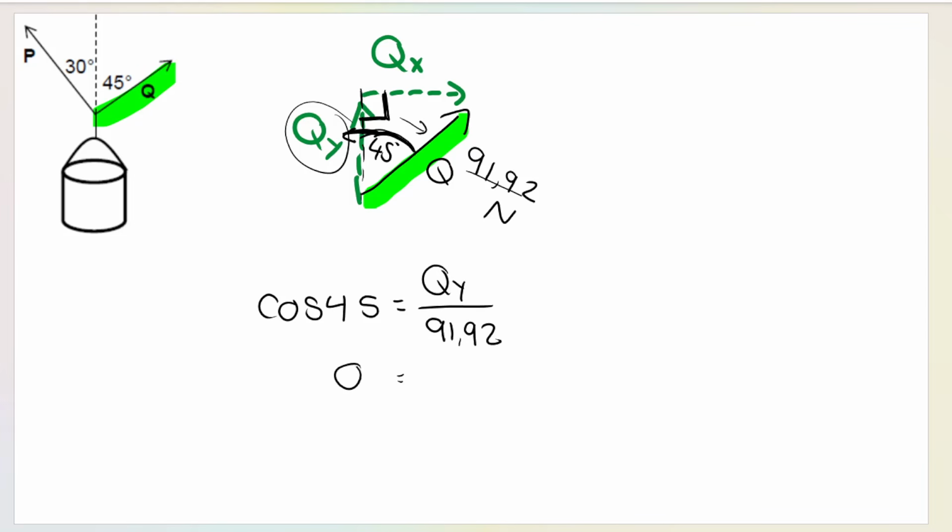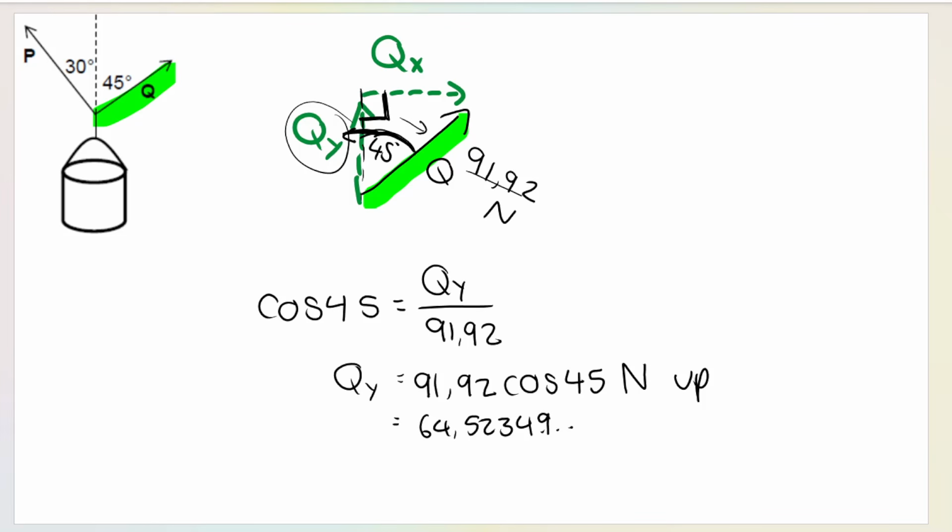Now again, I know that I must take the 91,92 over. I'm going to leave it as 91,92 cos 45 newton. And what's my direction? It's up as well. I'm not working that out once again because I have not reached a final answer yet. That is not my final answer. But if you wanted to work it out, it would be 64,523,4 and so on. Do not round it off, okay? We are not at our final answer.